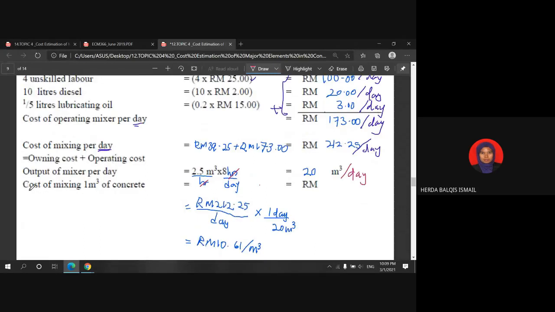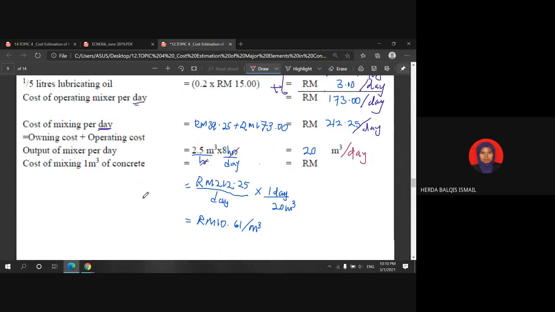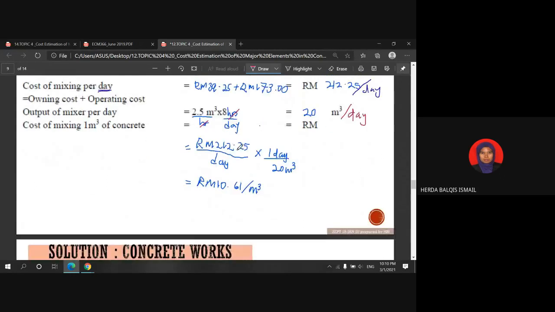Thus, we can calculate the mixing cost of 1 cubic meter of concrete by dividing the mixing cost per day with the output per day. So you will get 10 ringgit and 61 cent per cubic meter for mixing cost.